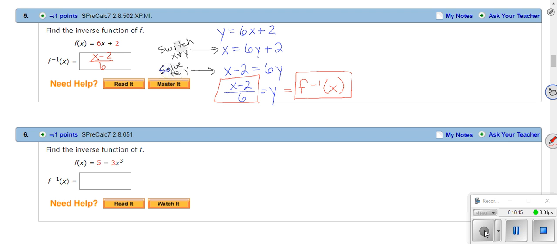Same thing here, although you're going to have a cube root because you're going to have to solve when you start off with the cubed. So let me just kind of get this one started. So y equals 5 minus 3x cubed. Flip-flop your x and y. So now I have x equals 5 minus 3y cubed. So now subtract your 5, you're solving for the y. So x minus 5 equals negative 3y cubed. Divide both sides by negative 3.